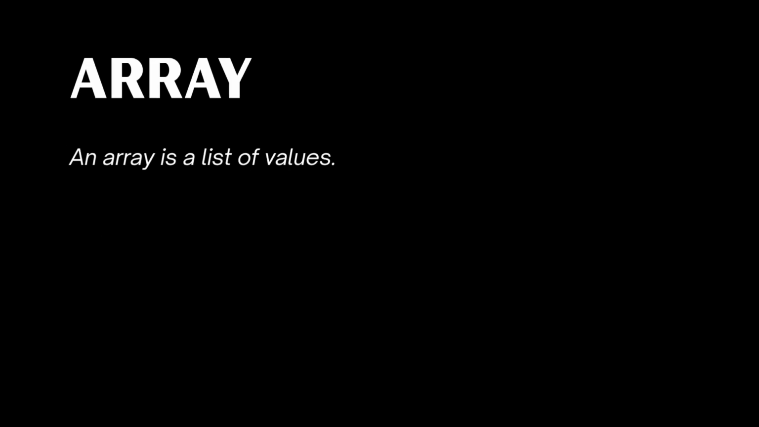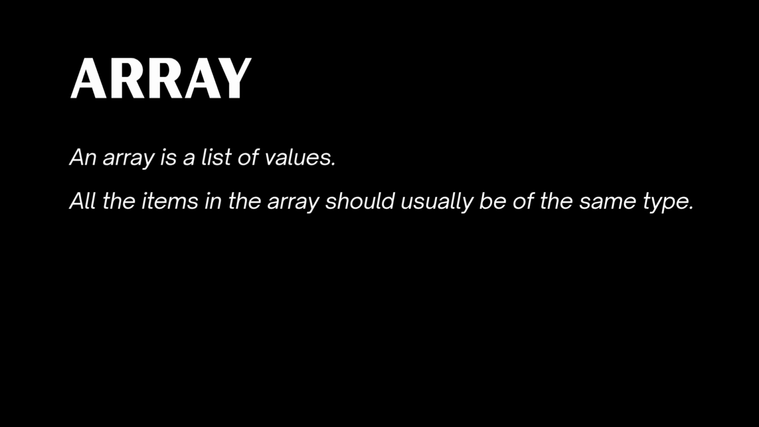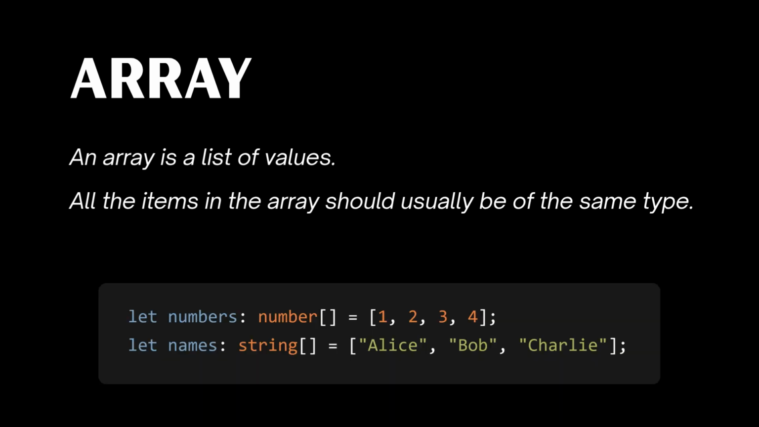Array. An array is a list of values. All the items in the array should usually be of the same type. let numbers: number[] = [1, 2, 3, 4]. let names: string[] = ["Alice", "Bob", "Charlie"]. We use square brackets to show that it's an array of a certain type, like number or string.